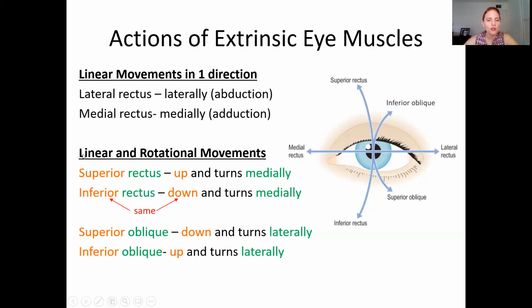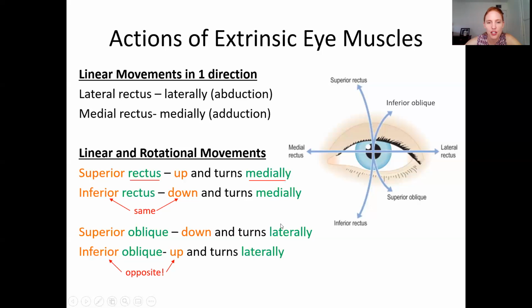That's a lot, so something to hold on to. When you're talking about the rectus muscles, the ones that are straight, notice that the inferior goes down, so they kind of are the same. Superior up, inferior down. For the rectus muscles, the up goes up, down goes down. For the oblique muscles, because of the way that they're oriented with that angle, it's opposite. So the superior oblique muscle is going to go down, and the inferior oblique muscle is going to go up. Remember that it's opposite.